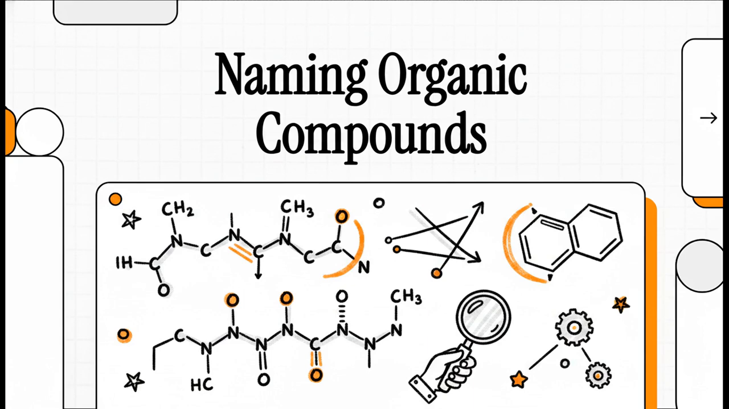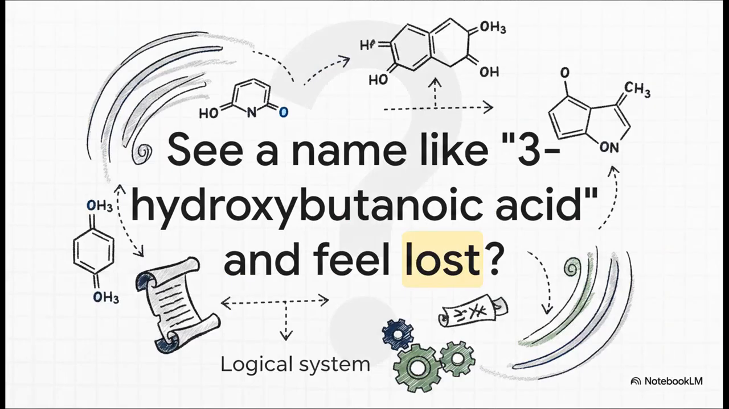Let's jump right in. So you're in an exam, you flip the page, and you see a name like this. Does your brain just kind of short circuit? I get it, it looks like a secret language, but I promise you, it's not. It's actually a super logical system, and we're about to break it all down.